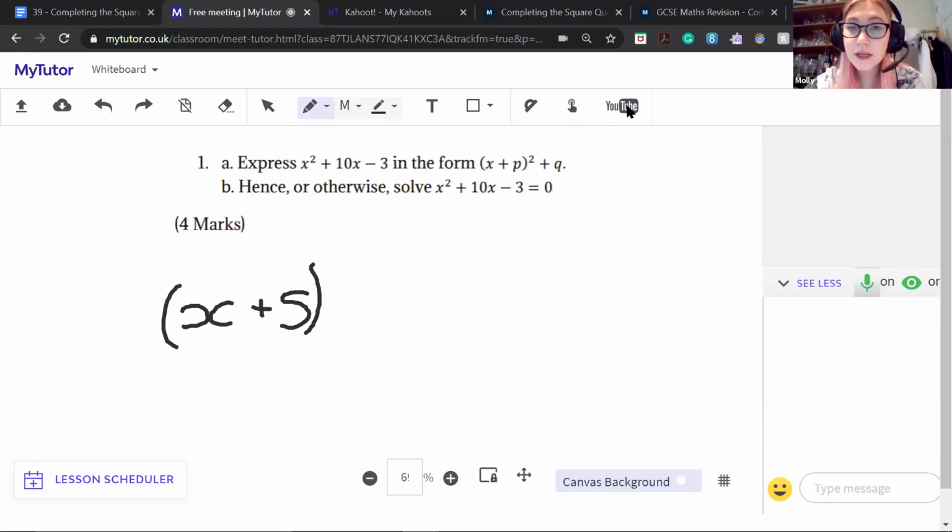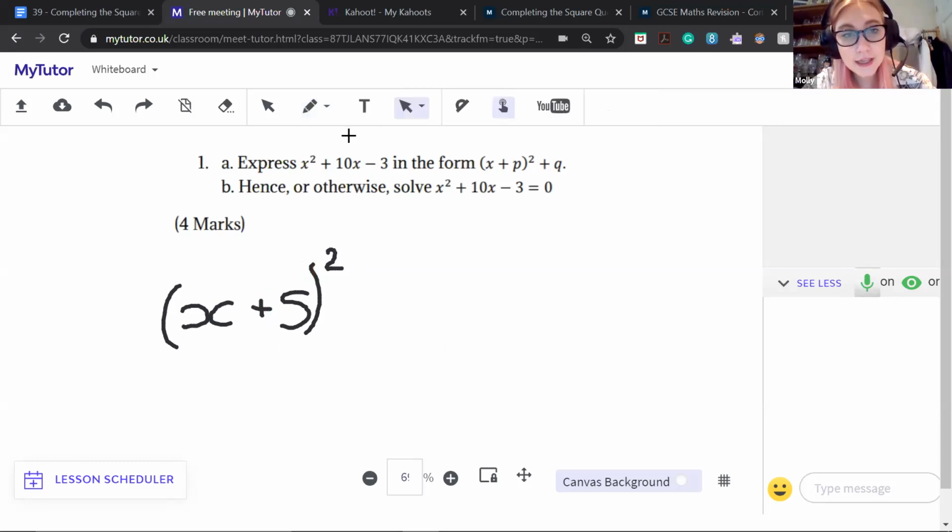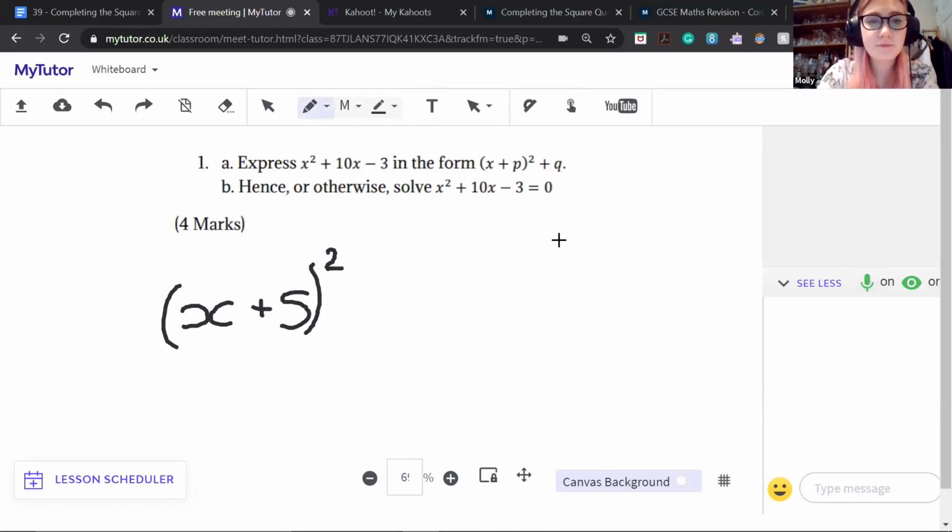The reason is, this is why I asked you to multiply out some brackets. When we square this, we get x squared plus 5x plus 5x plus 25. But the important thing there that I said was the plus 5x plus 5x. So you see, if we choose this number here as half of this one, we get our x squared plus 10x.